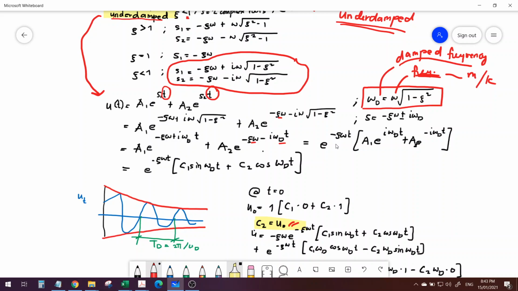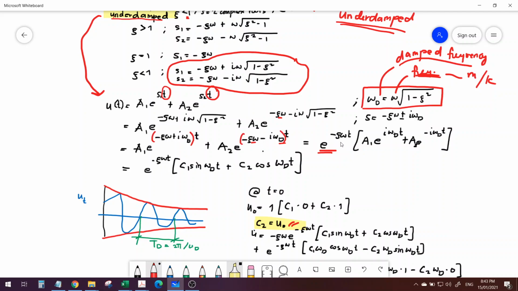Okay, negative C omega t. Yan, so this is the common factor. And then, A1 e^(i omega d t). The coefficient is negative C omega plus i omega d. So this should have this. Para di kayo malito.